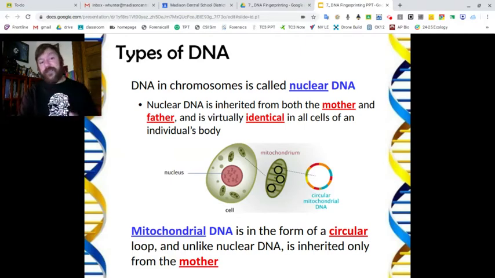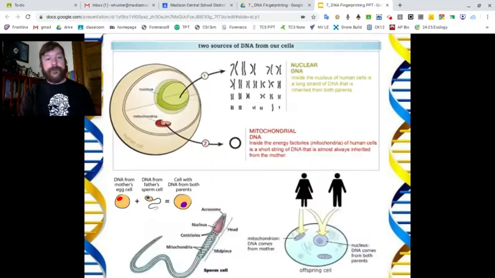Mitochondrial DNA is a little different. It's only found in the mitochondria, and it's a circular form of DNA, very similar to bacterial DNA, but you only inherit that from your mother. So this is how matrilineal studies can look at how people have inherited their mitochondrial DNA through generation after generation, because it doesn't mutate as fast as nuclear DNA typically.